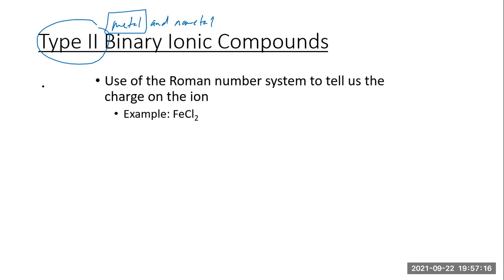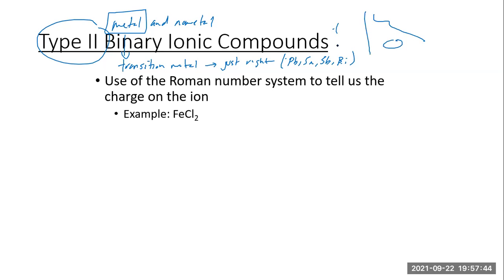The difference, though, is that that metal will be a transition metal, or again, just to the right, underneath the staircase. So again, where you see things like lead, tin, antimony, bismuth, in that general area, which is sort of below the staircase there, kind of to the right of the transition metals on the periodic table. Those guys can have variable charges.